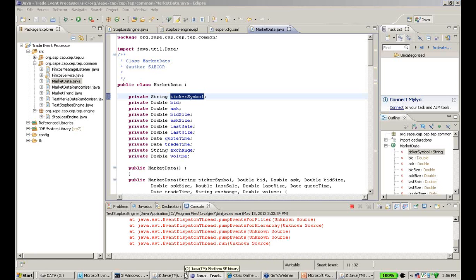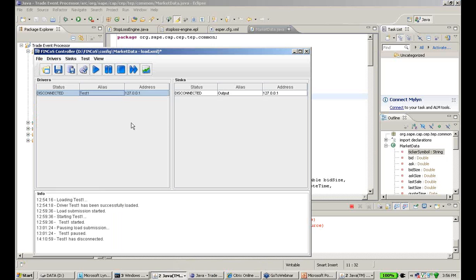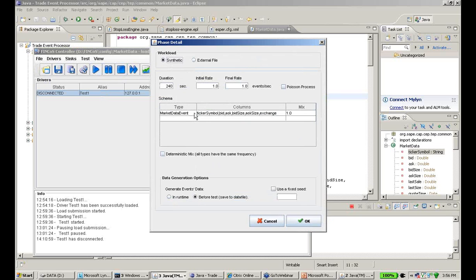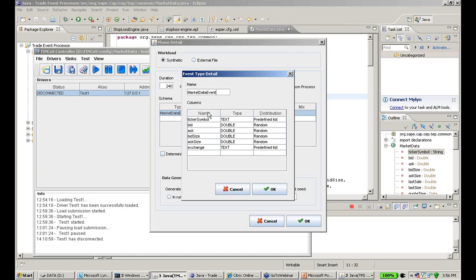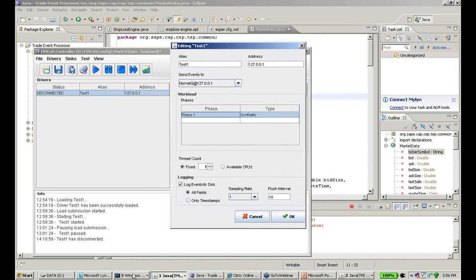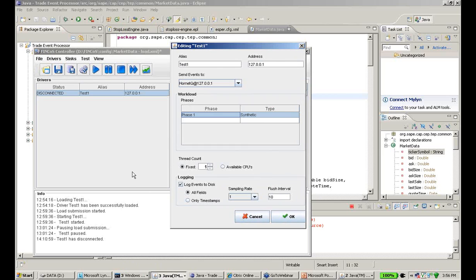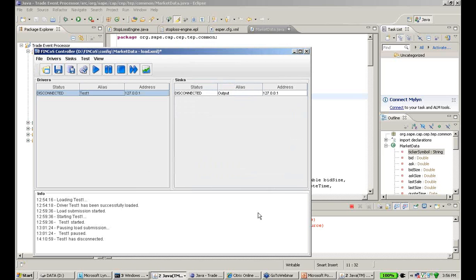There is a benchmarking tool called FinCos. Although it is a benchmarking tool, what we are doing is creating load for ourselves. Let me show you. This FinCos tool will send us a market data event, and it has the same things like ticker symbol, bid, price, and exchange, whatever we discussed. It will send this over a Hornet queue, and from the Hornet queue we have a listener.